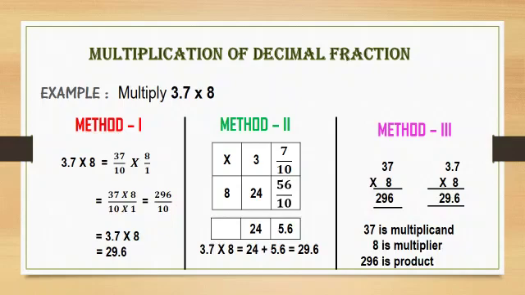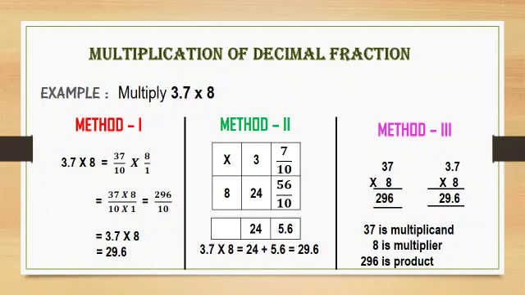Now we will solve with the third method. Here first multiply ignoring the decimal point. That is, you have to ignore the decimal point in 3.7. So 37 multiply 8, we get the answer as 296. Here 37 is multiplicand, 8 is the multiplier and 296 is the product.